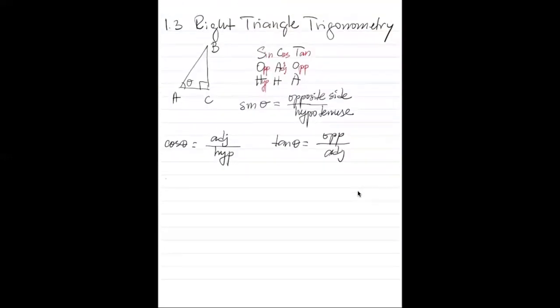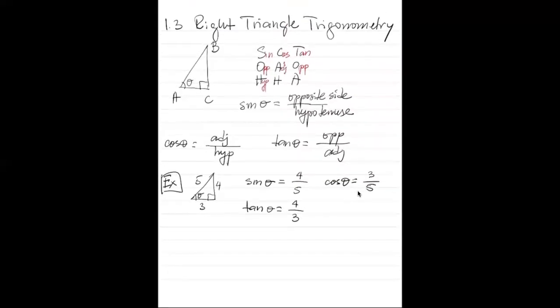So example, we have a right triangle with sides 3, 4, 5. Find the values of the 6 trig functions. So sine of theta, and here is theta, it's going to be opposite 4 over 5. Cosine is adjacent, so 3 over 5. Tangent is opposite over adjacent. So there are 3 other trig functions, so let's recall them.